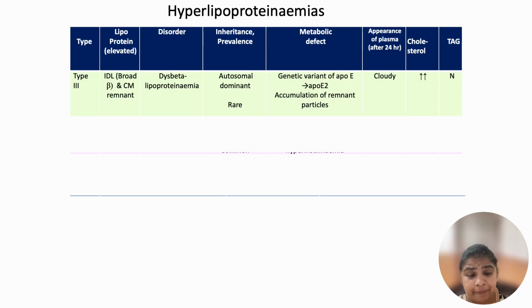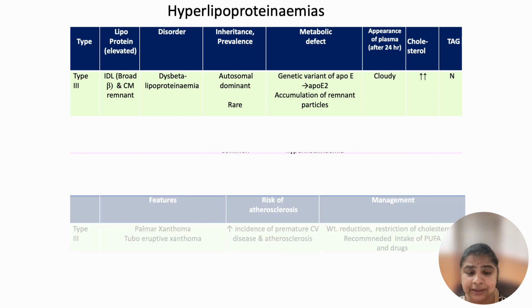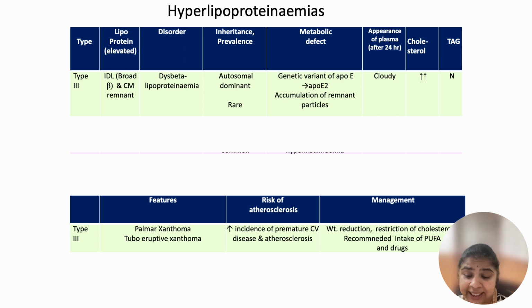Next is type 3, dys-beta lipoproteinemia, and here there is a genetic variant of ApoE. ApoE is for uptake of remnant chylomicrons. So, these will not get absorbed. They are not going to be taken up by liver or other tissues. So, there will be excessive IDL and chylomicron remnant, and an increase in cholesterol levels. Because there is increase in cholesterol, again they are at a higher risk for coronary artery disease and atherosclerosis. So, treatment is reduction in cholesterol, increased intake of PUFA and drugs like statins.